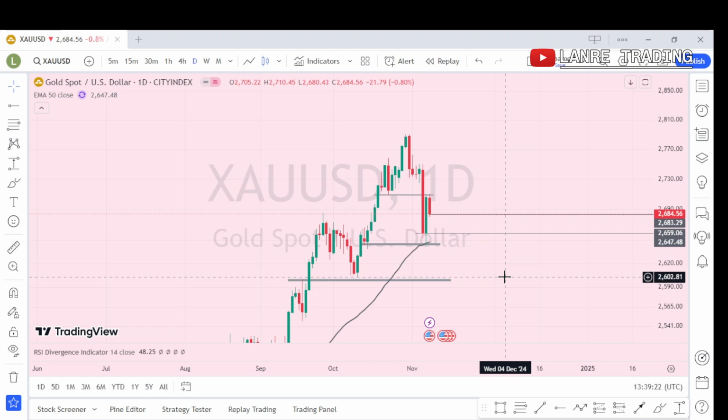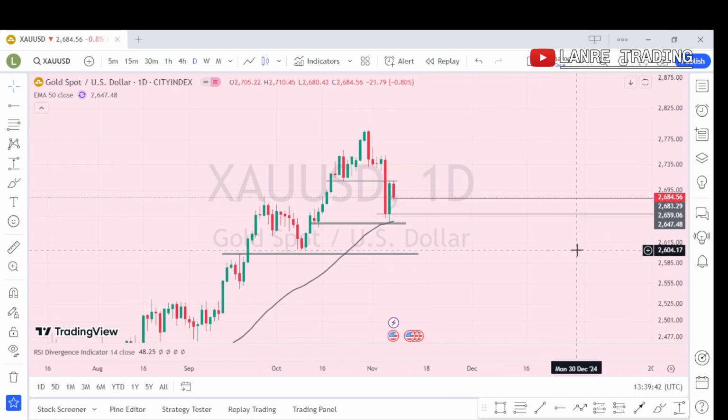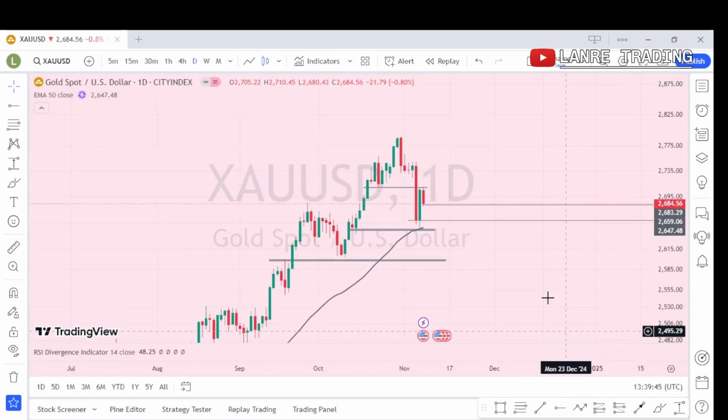As I explained earlier, I will dive right into this week's analysis, which I will start with the first pair, which is Gold Spot USD. For Gold Spot USD, I'm on the daily time frame, and as you can see, I need to make a few points on this particular pair.